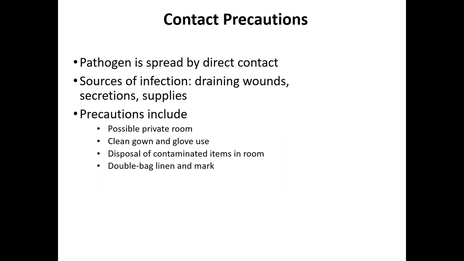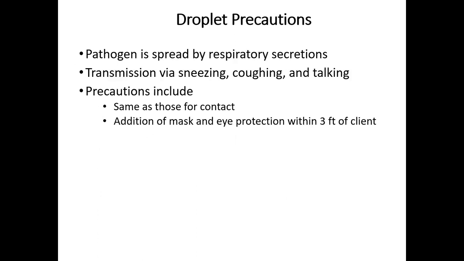We would want to use gloves and gowns. We would want to make sure that we dispose of all contaminated items in the room. And we want to make sure that we double bag linen and marking. Our droplet precautions are going to be pathogens that are spread through respiratory secretions. This is your thicker stuff, and it's going to be through sneezing, coughing, and talking.